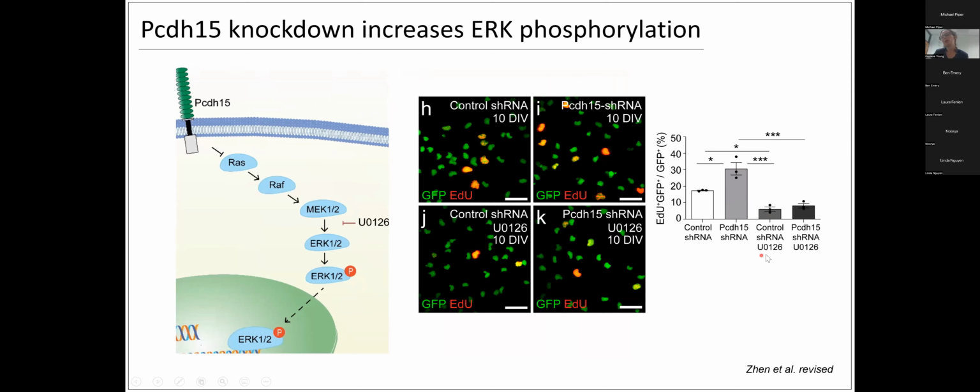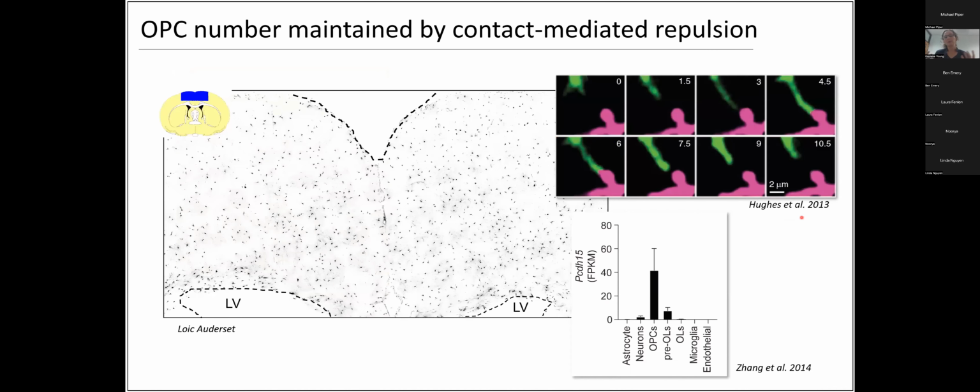But when we look at the U0126 treated cultures, the control and the protocadherin 15 knockdown cultures had the same level of proliferation. So protocadherin 15 knockdown was no longer able to push that level of proliferation up. So we believe this is the pathway by which protocadherin 15 knockdown is normally allowing the cells to divide more quickly. But as I mentioned, we were really interested in this contact-mediated signaling and OPC motility.